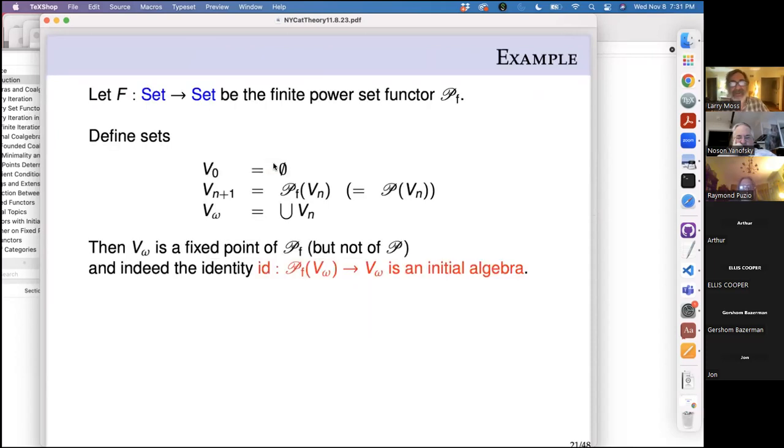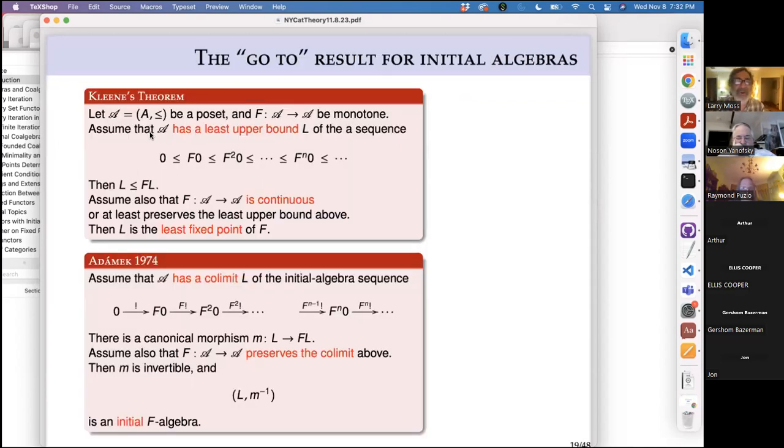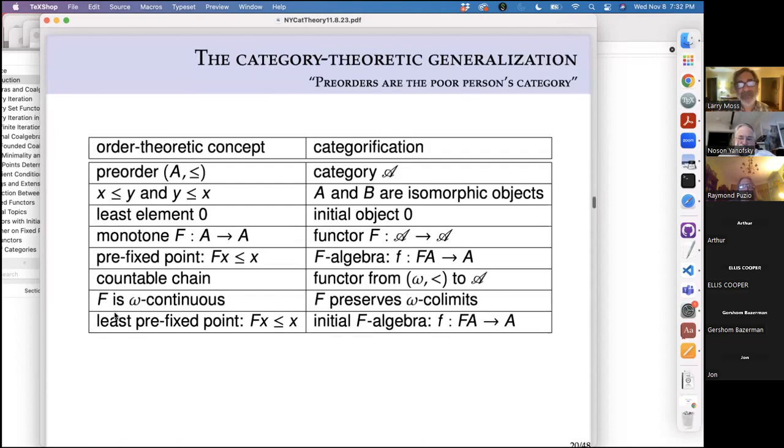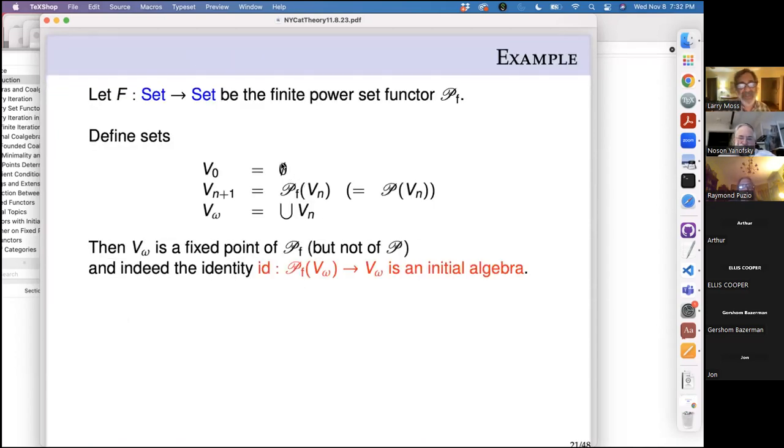Now, here's an example. So let's think about the finite power set. So the finite power set is the main one for this talk. And let's take that and think about how that works on the category of sets. So I want to go back here on the category of sets. What is the zero? The zero is the initial object. That's the empty set, because you can map the empty set into any set uniquely. So this is the empty set.